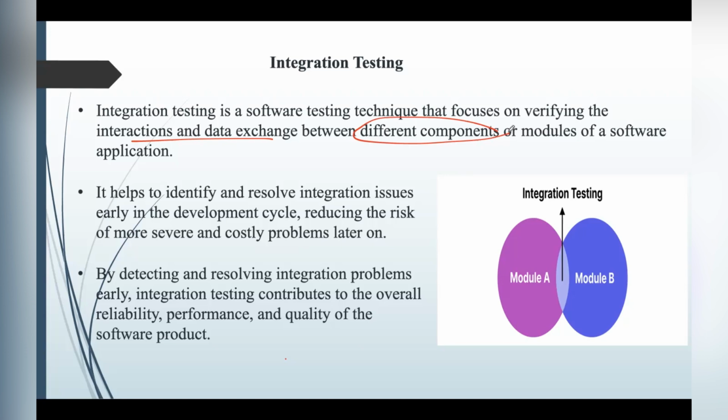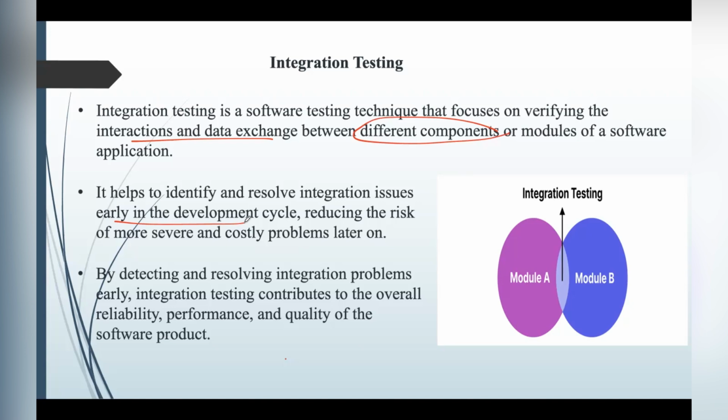It actually helps us in identifying integration issues early in the development. If we are able to identify the integration issues early in the development, then it helps us in reducing the risk as well as costly problems later on. Integration testing can be done by picking module by module, so that there is a proper sequence to be followed. And also, if you don't want to miss out any integration scenarios, then you have to follow the proper sequence.